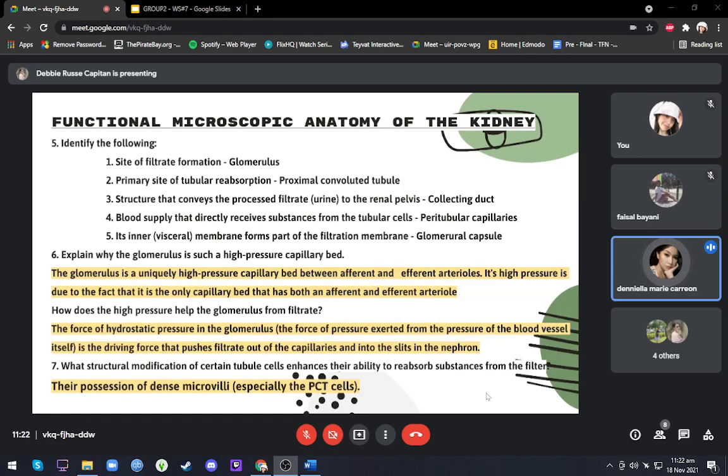Number 7, what structural modification of certain tubule cells enhances their ability to reabsorb substances from the filtrate? Their possession of dense microvilli, especially the PCT cells.